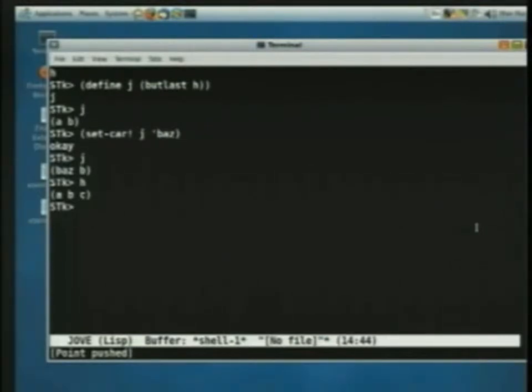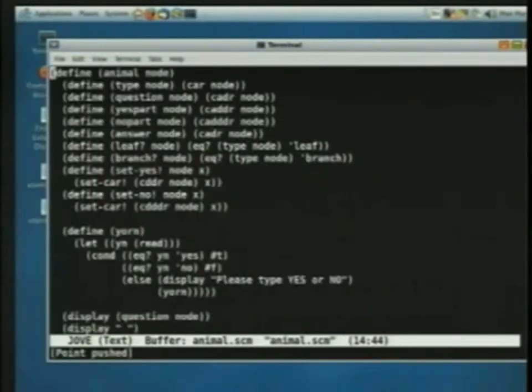set-car! and set-cdr! are ordinary procedures. Their arguments are evaluated. And they are because we have to be able to say things like this: set-car! of some expression whose value is a pair, to something. So that expression, whose value is a pair, is evaluated. And the second argument, of course, is evaluated also. So it's a plain ordinary procedure.